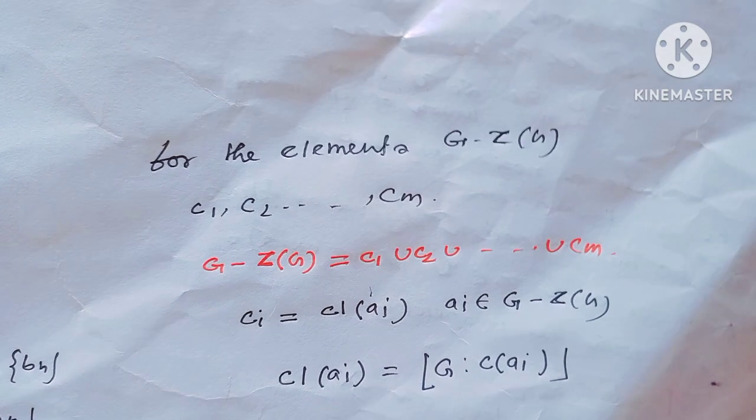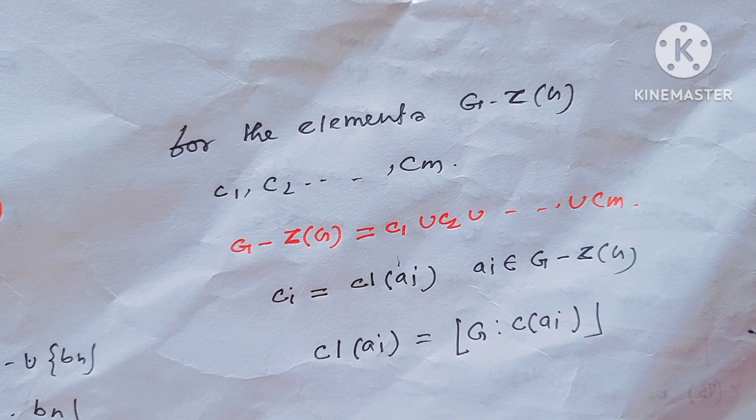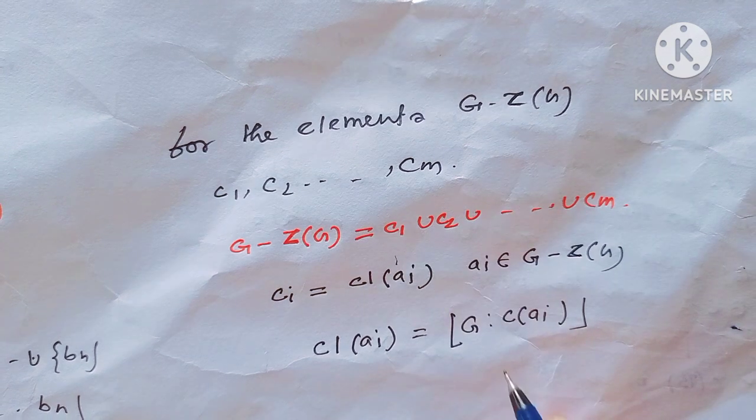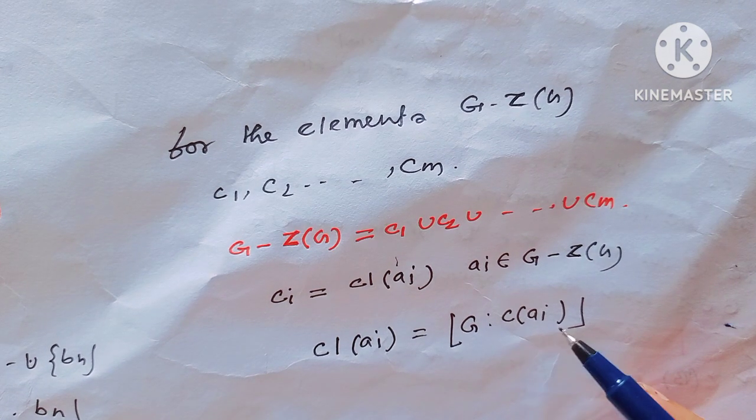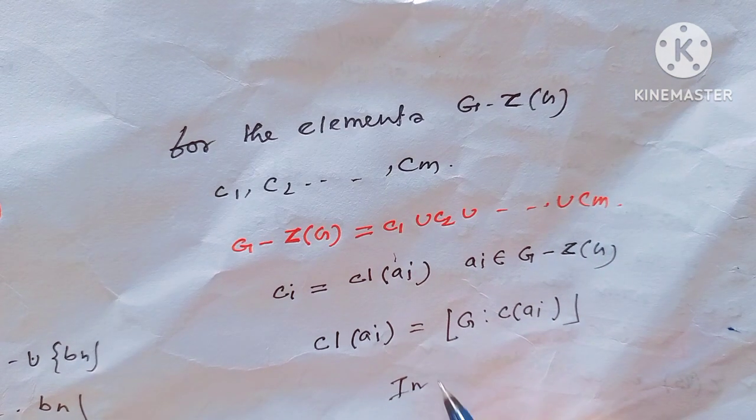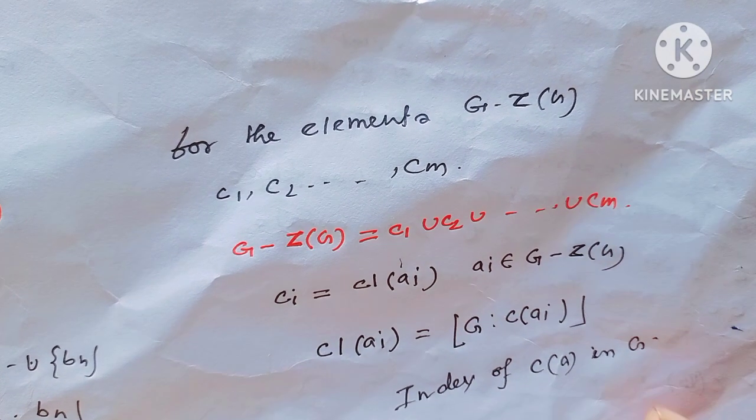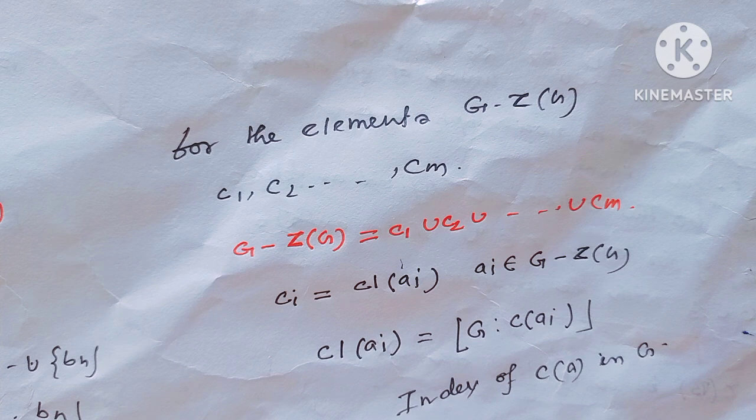For the elements of G minus Z(G), if C1, C2, Cm are the elements of G minus Z(G), then G minus Z(G) equals C1 union C2 union Cm, where Ci is the class of Ai, where Ai belongs to G minus Z(G), and the size of the class of Ai is the index of C(Ai) in G. This is actually the order of the conjugacy class of A. This is actually the index of C(A) in the group G. That means the number of cosets of C(A) in the group G.